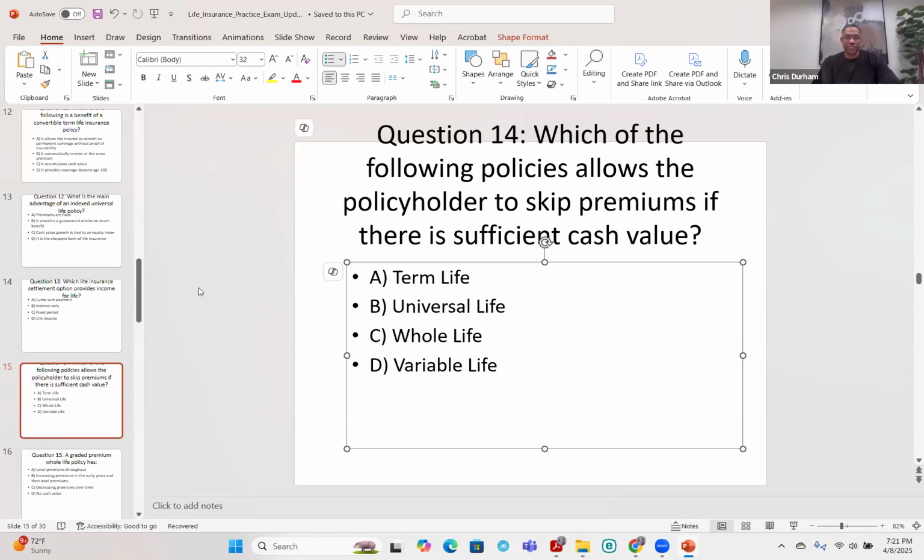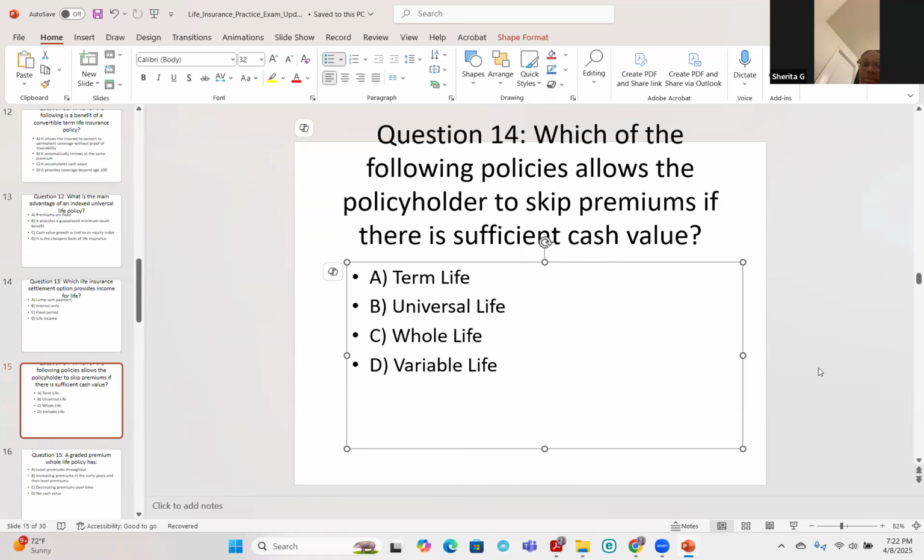Which of the following policies allows the policyholder to skip premiums if there is sufficient cash value? It is either B or D, but I'm going to go with B. Yep. B. All right, let's talk about that because I want that to be an easy one.